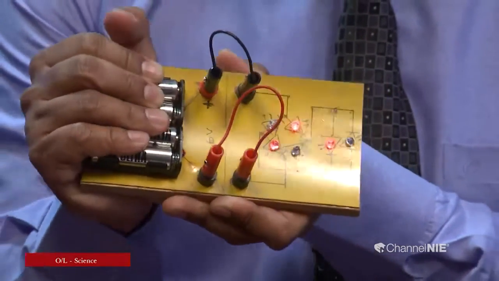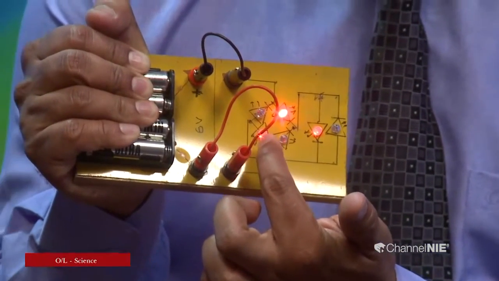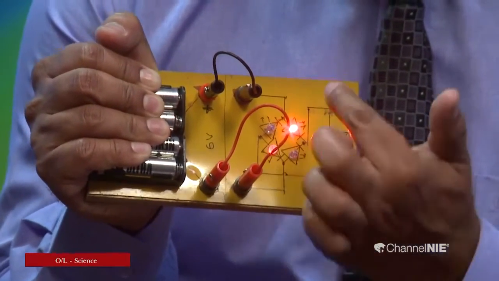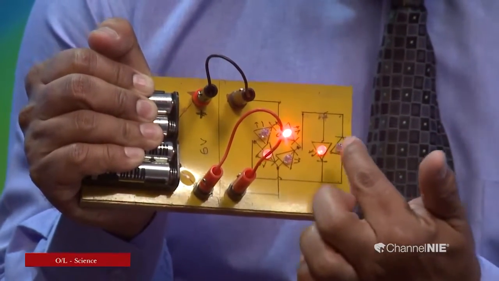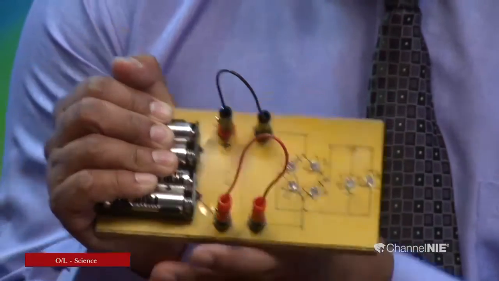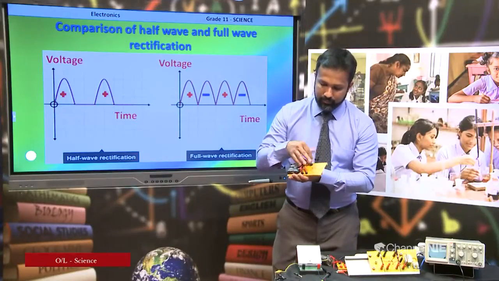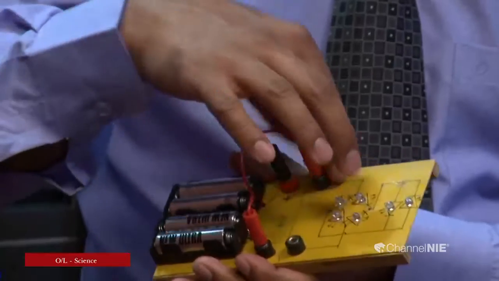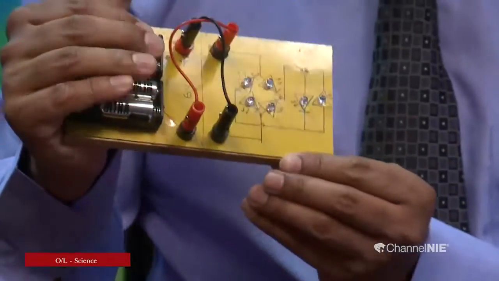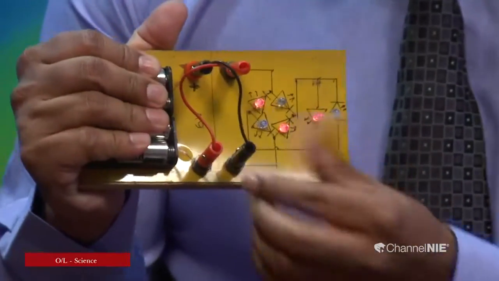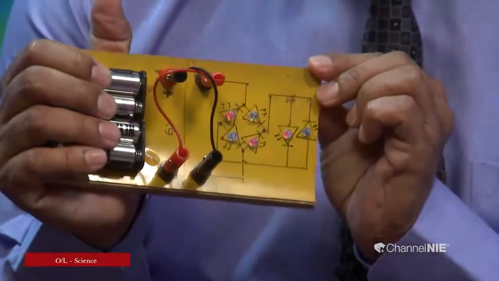Here draw your attention, only the LED on the right side glows here, and out of these 2 LEDs the first LED glows. Now I am going to change the terminals of the dry cell battery. When changing the terminals, you can understand the difference here. What's the difference?